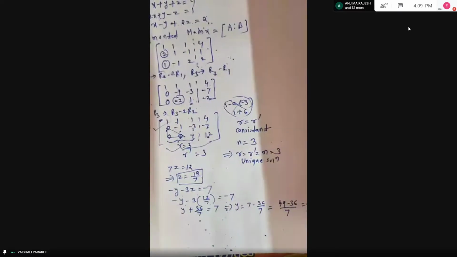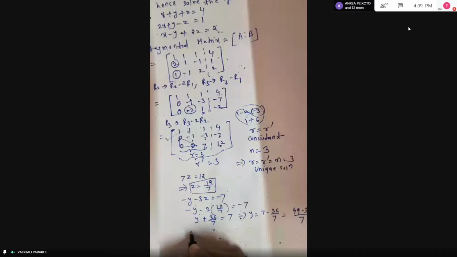Now to find the value of x, look at the first row. What is the first row? x plus y plus z is equal to 4. But these rows should be taken from the echelon form of the matrix, not from the original matrix. Now remember, first you have to convert it to the echelon form and then start taking the rows in the form of equations. x is unknown. What is y you got just now? 13 by 7. What is z you got? 12 by 7. And the right hand side is 4.